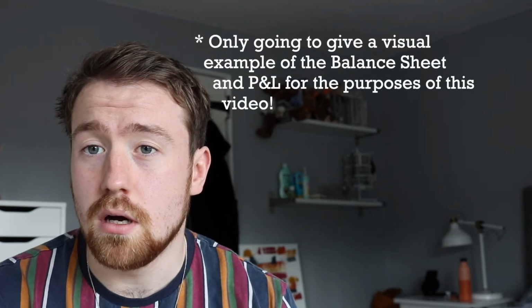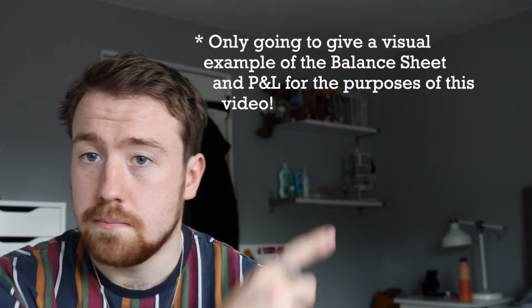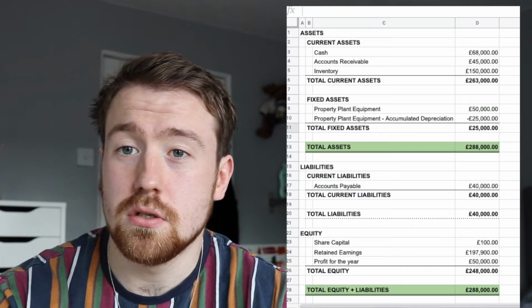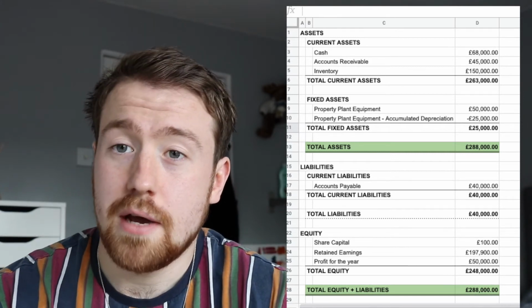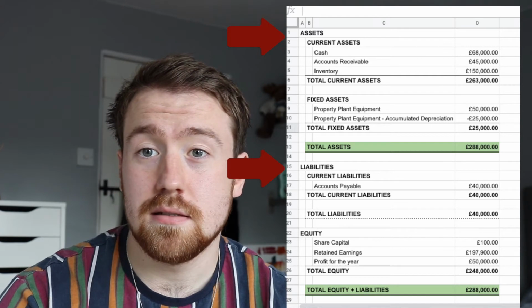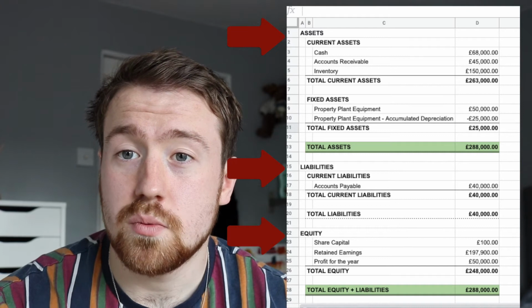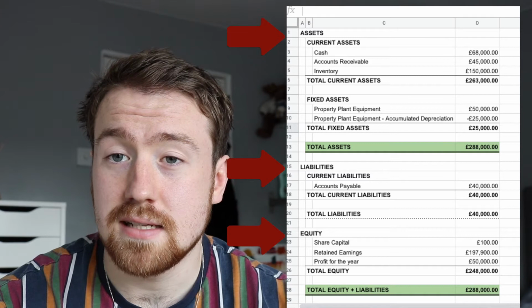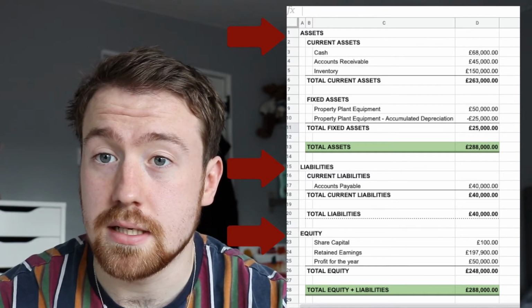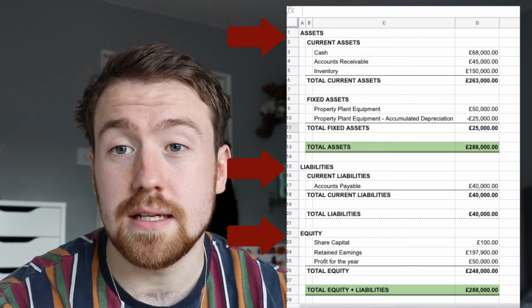So I'm going to now give you a brief explanation of how each of these statements work, and I'm also going to try and include a snapshot of what it looks like around about here. So the statement of financial position, also known as the balance sheet or the SOFP, is made of three key sections. At the top you have your assets, then you have your liabilities, and then you have your equity. Now this goes back to the accounting equation. If you watched my video on debits and credits, we discussed the accounting equation is made up of assets equals liabilities plus equity. So the balance sheet just summarizes this and shows you a breakdown of what's under each category.